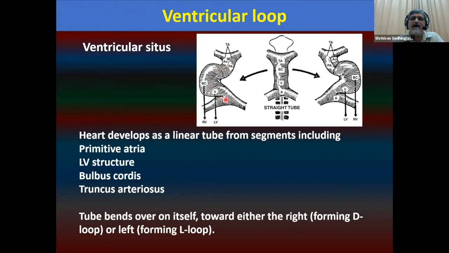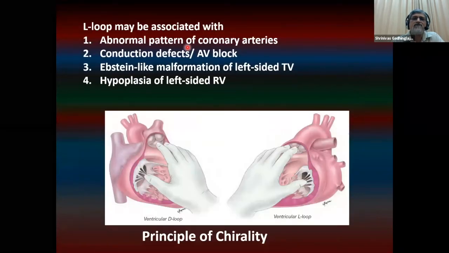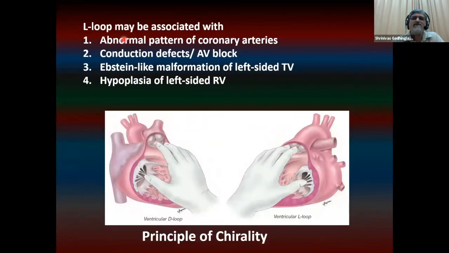If it bends to the right, it is called D loop. If it bends on the left side, it is called L loop. D loop is normal, L loop is usually associated with a pathological condition. So why are we worried about the L loop? Because there may be abnormal coronary artery patterns, conduction defects, AV blocks, sometimes FC-like malformation or hypoplasia of the left-sided RV. So these are the conditions associated with the L loop.